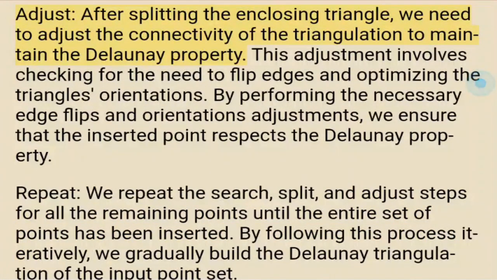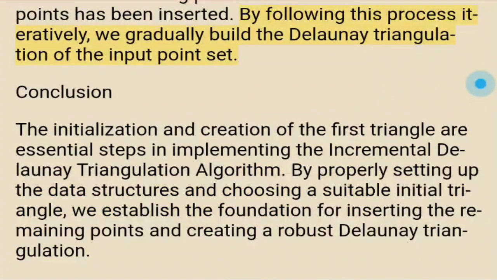Adjust. After splitting the enclosing triangle, we need to adjust the connectivity of the triangulation to maintain the Delaunay property. This adjustment involves checking for the need to flip edges and optimizing the triangle's orientations. By performing the necessary edge flips and orientation adjustments, we ensure that the inserted point respects the Delaunay property. Repeat. We repeat the search, split, and adjust steps for all the remaining points until the entire set of points has been inserted. By following this process iteratively, we gradually build the Delaunay triangulation of the input point set.